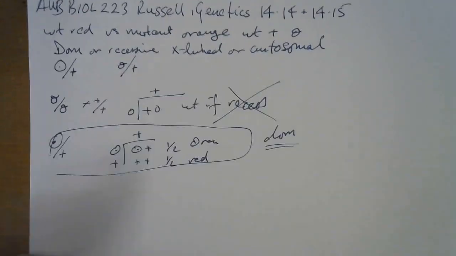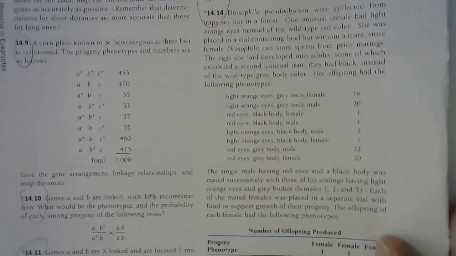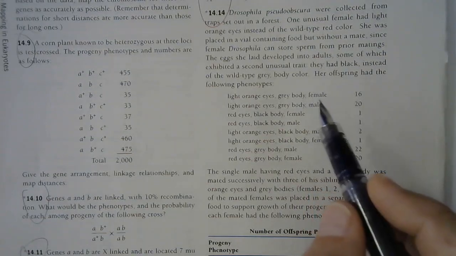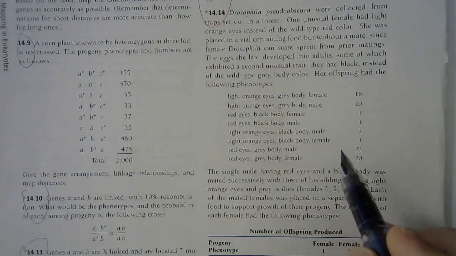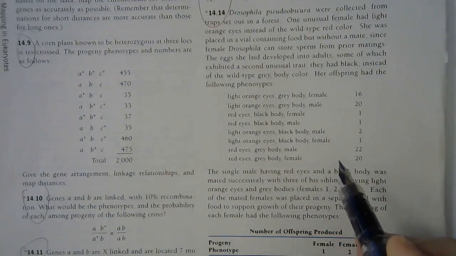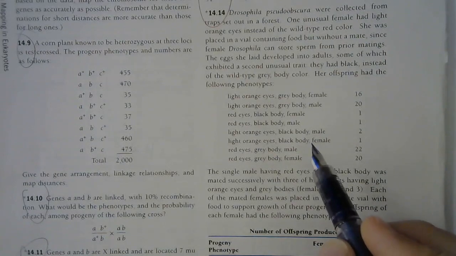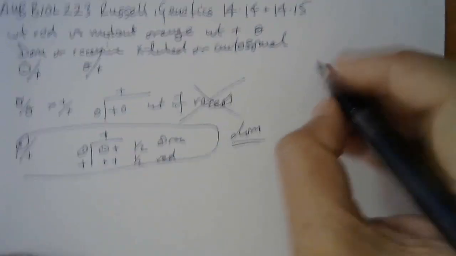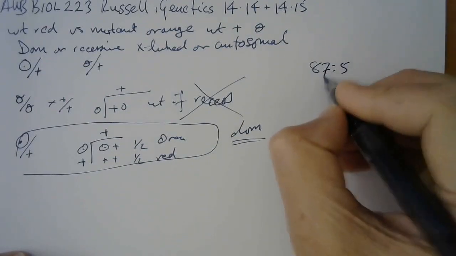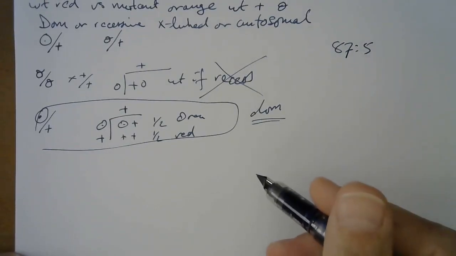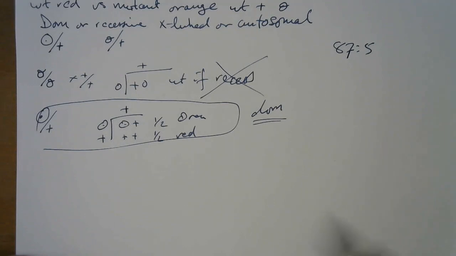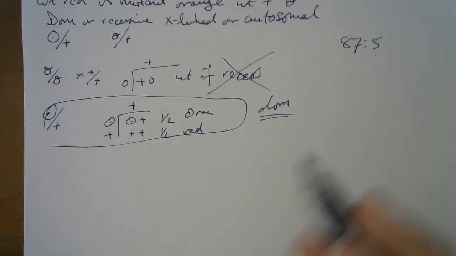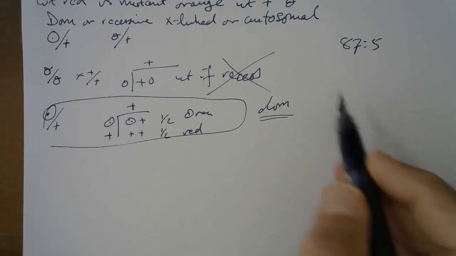So let's continue with that thought in mind. Going back here, if we combine the gray, we have 16, 20, 22, 20. Okay, so what are we up to? That's 78 versus black, the mutant, which is 5. So we have 87 to 5. That doesn't look like any ratio we can make sense of. But of course, she has multiple matings, and so we have to consider that some of the males differ.